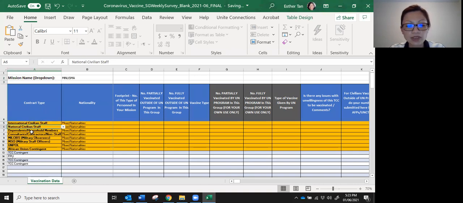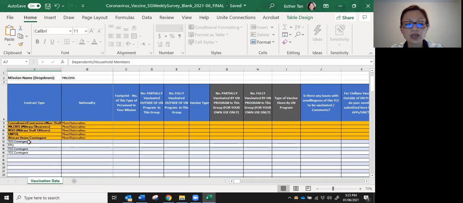And you see these parts in orange. We have put it in this different color because we don't think that you really need additional rows. Each of these rows you can probably just leave as that row. So you have international civilian staff, national civilian staff, dependents, consultants, contractors, or non-staff, MILOPS, military staff officers, UNPOL, African Union contingent. And then from here onwards, because some of you are going to get many different contingents, you can just add the rows that you want.